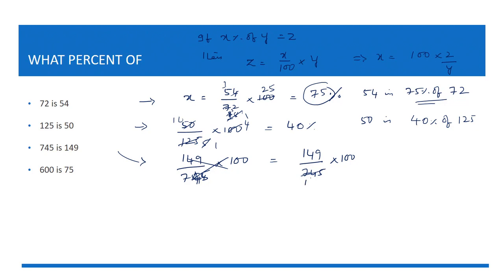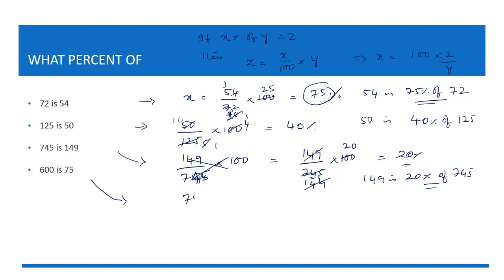5 1s are, 2 remainder, 5 4s are 20, then 24, 4, 5 9s are 45. Correct? Then 5 20s are. So 149 and 149 will be cancelled. This is 20%. So which means 149 is 20% of 745. Right, now let us check out with the final one, that is 600 is 75.